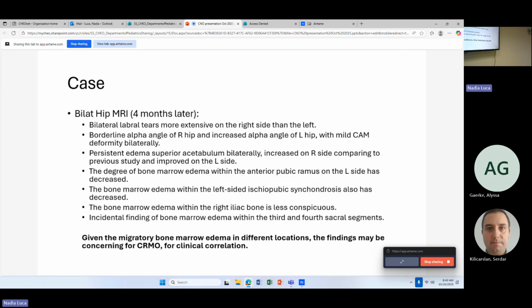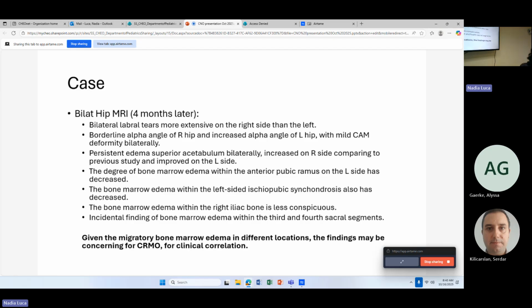Increased on the right and decreased on the left, and then some improvement in the edema in the anterior pubic ramus of the left side, and that ischiopubic chondrosis region. And then they said incidental finding of bone marrow edema in the third and fourth sacral segments. So again, a very hard to interpret MRI, which is par for the course in these patients. But the radiologist did put their lovely phrase of findings may be concerning for CRMO for clinical correlation. So that's what prompted his referral.